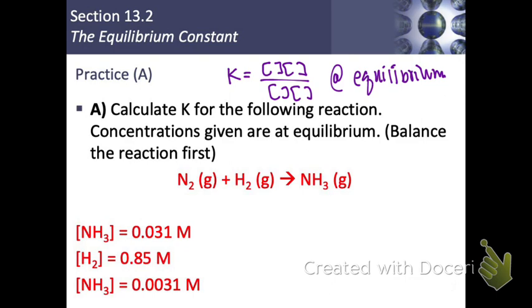Okay, balance the reaction first. I need a 2 there on the N. That gives me 6. And so my H has to get a 3. Okay, so we need to balance that there, so we have that.